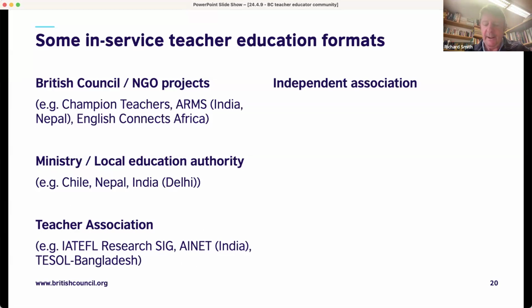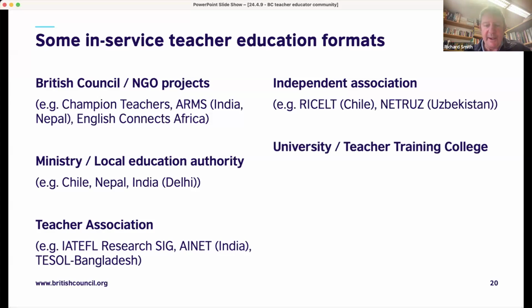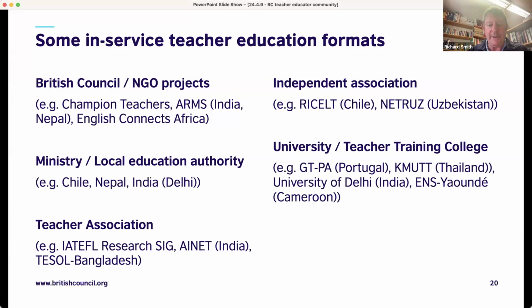I do think it is something that teacher associations, research SIGs within teacher associations, can get involved with in a very valuable way. I want to highlight to you the fact that there are, in fact, some independent associations which are promoting close to practice research and practitioner research. One is RISELT in Chile, which has just celebrated its 10th anniversary, and they've supported teacher researchers as well as other kinds of close to practice research. And then Netruz in Uzbekistan, and you can see the book that they published. Great. I mean, that's a very sustainable kind of thing, where it could go on for a long time, and you could develop a whole community of teacher researchers in a particular country.